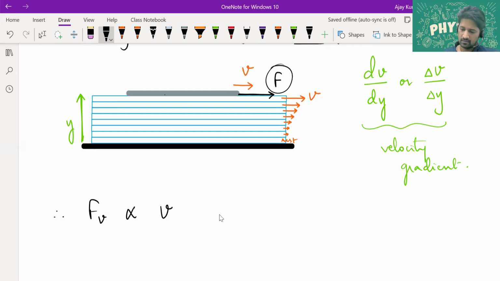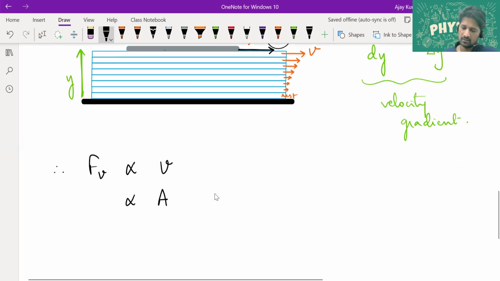Fine. Next, it is also proportional to the area of contact between that polythene sheet and the liquid. Because whatever molecules of liquid or fluid are in contact with that polythene sheet get dragged along with it. So the larger the area of contact, the greater the number of molecules you will have to drag. That way we can justify why viscous force is proportional to area of contact.